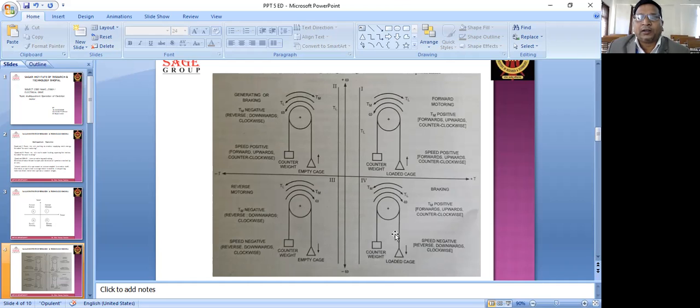And in the fourth quadrant, this is the reverse braking operation. The motor torque is positive and the speed is negative. So this one is the reverse braking operation, that is the fourth quadrant.